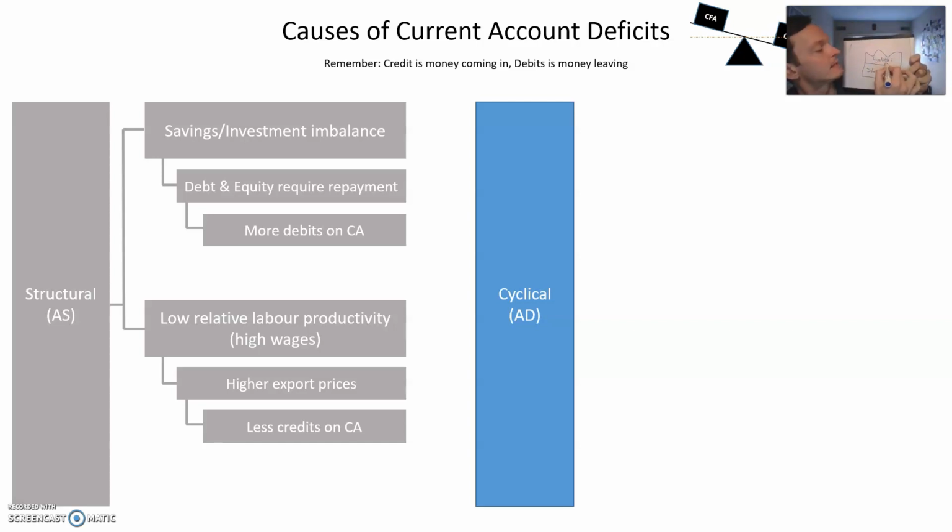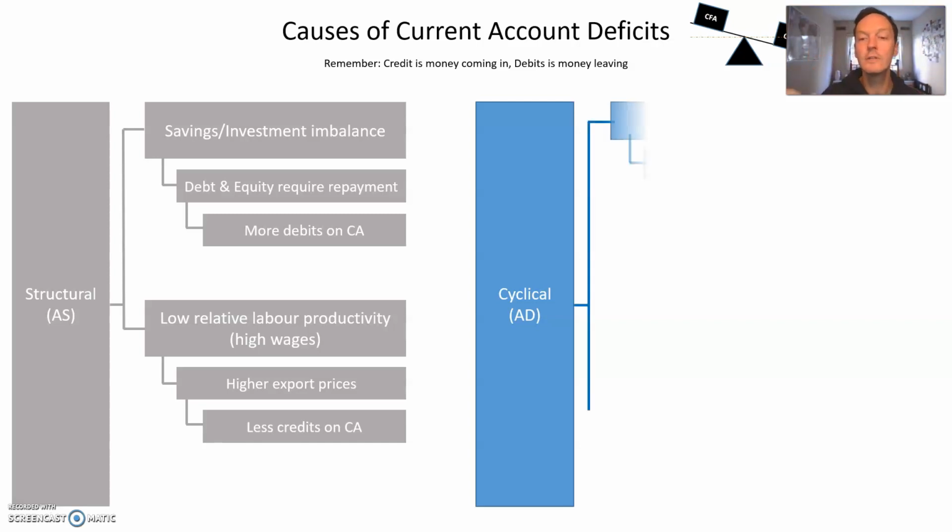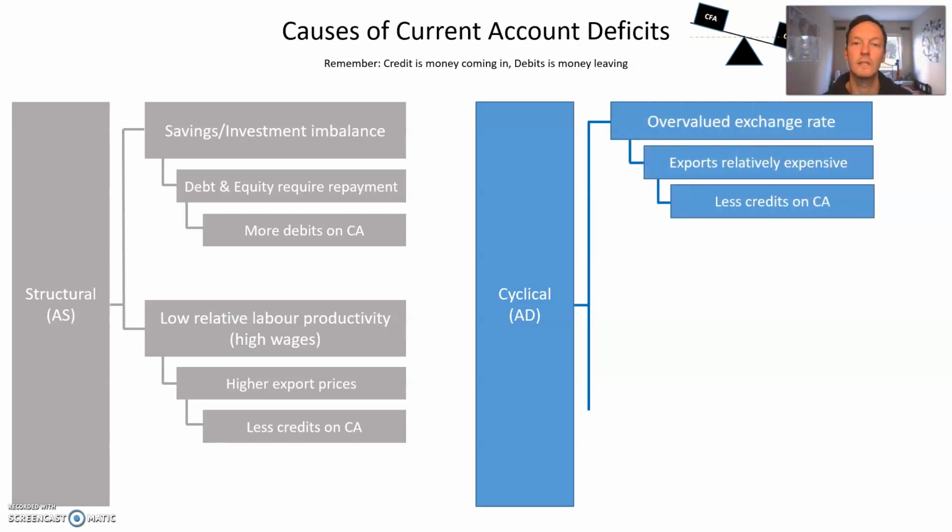Cyclical, and that's aggregate demand, yeah? Okay, and that's the aggregate demand side. When the business cycle is high, that's going to have a particular effect on the current account deficit, and when it's low, it's also going to have another effect. So let's go into the three things that cause this. The first one is the overvalued exchange rate.